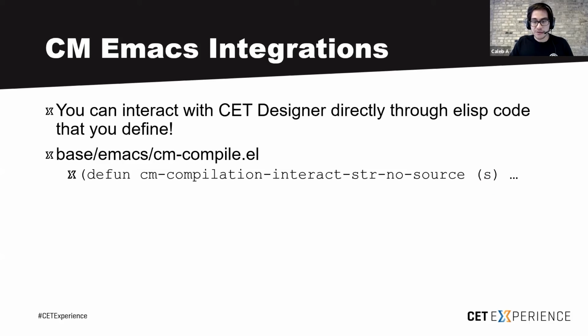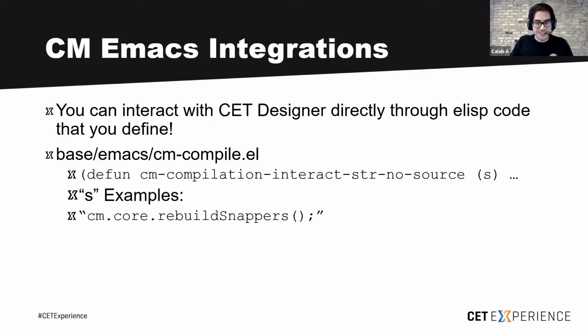it. So examples, how many times have you had to grab your mouse, click into CET Designer and just press F5? Why leave your Emacs? Call what F5 does with this function as a string, pass it into CM compilation interact stir no source, and boom, Emacs can now rebuild your snappers.